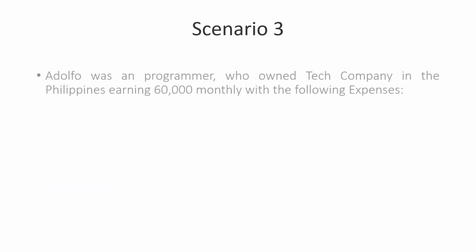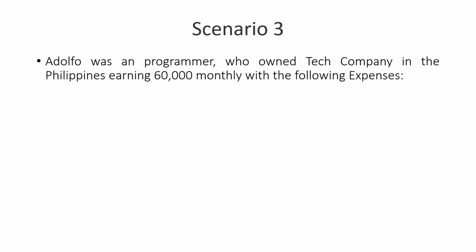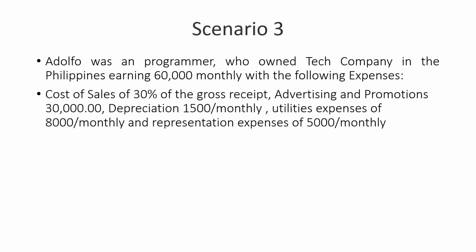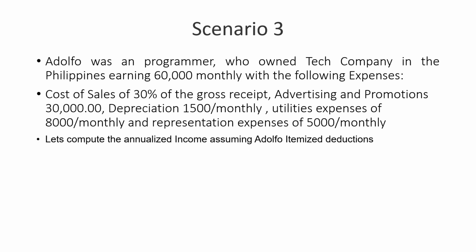So sa scenario 3, kung mapapansin mo, Adolf was a programmer who owned a tech company in the Philippines earning 60,000 with the following expenses. So dito, business niya yung programming. So yung cost of sales niya is 30% of the gross receipt, advertising and promotion 30,000, depreciation 1,500 monthly, utilities expense 8,000 monthly, and representation expense of 5,000 monthly. So let's compute.